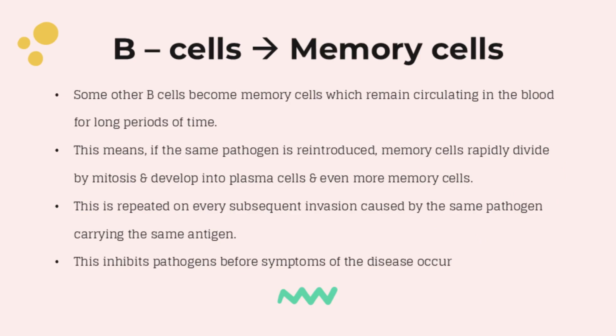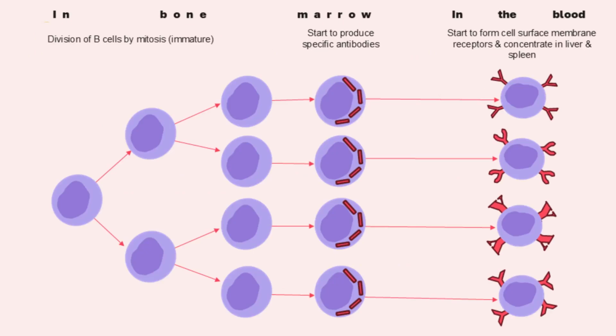This means if the same pathogen is reintroduced, these memory cells rapidly divide by mitosis, developing into plasma cells and even more memory cells. This is repeated on every subsequent invasion caused by the same pathogen, carrying the same antigen. This inhibits pathogens before symptoms of the disease occur. This is the process of B cells.